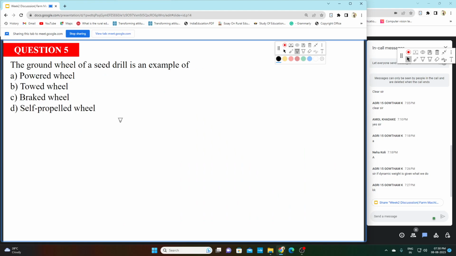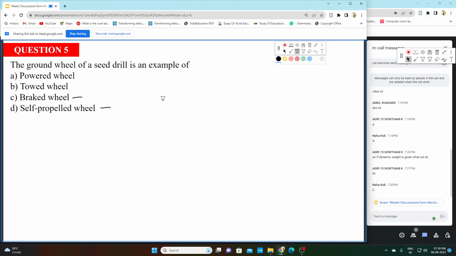The ground wheel of a seed drill is an example of... This we have already studied. I want everyone to answer this. A is powered wheel, B is towed wheel, C is braked wheel, and D is self-propelled wheel. Yeah, Neha is telling C. Any other guesses? Yeah, Gautam is telling D.